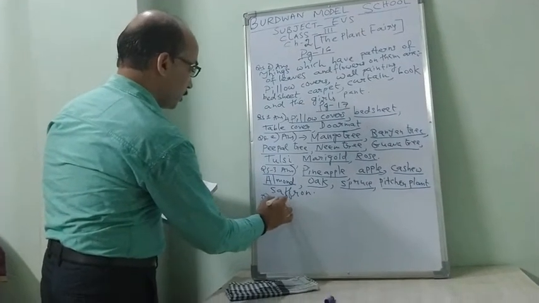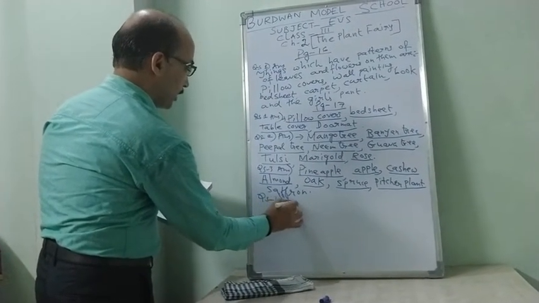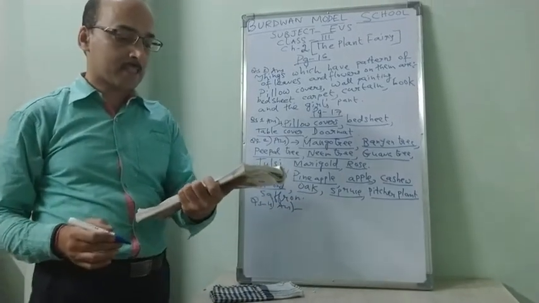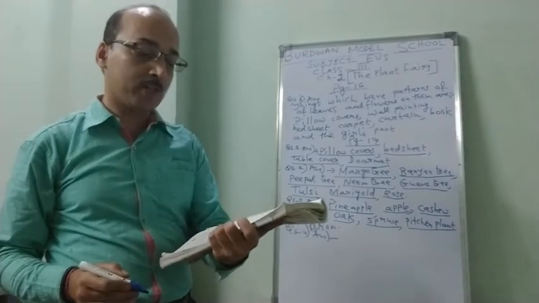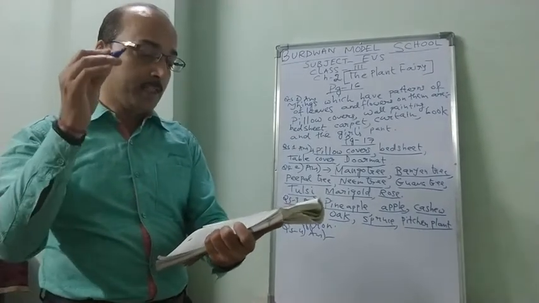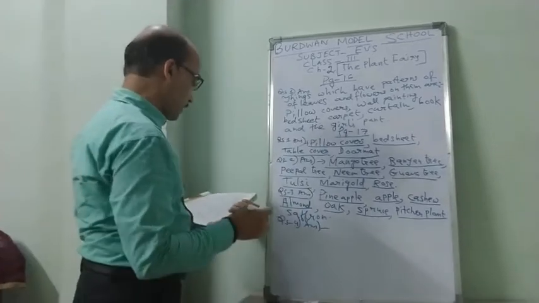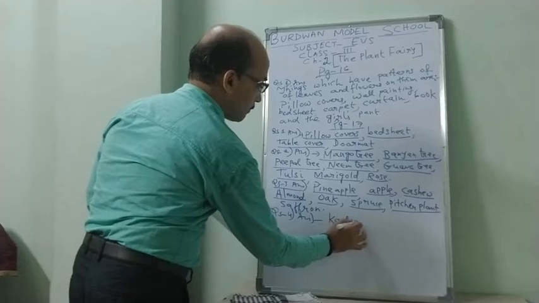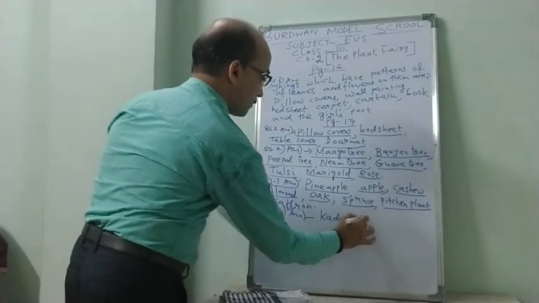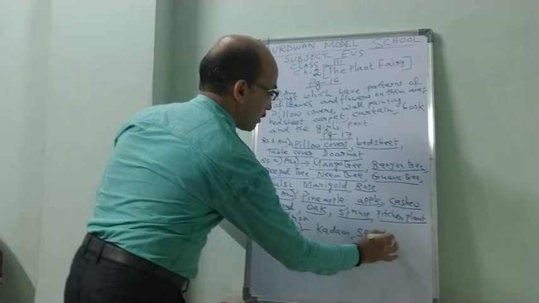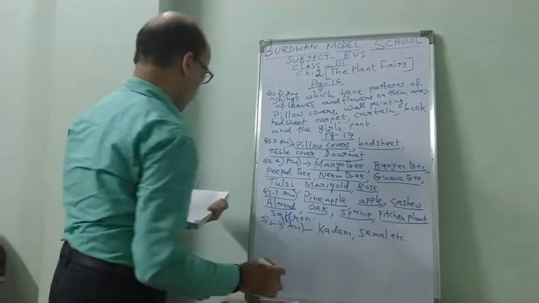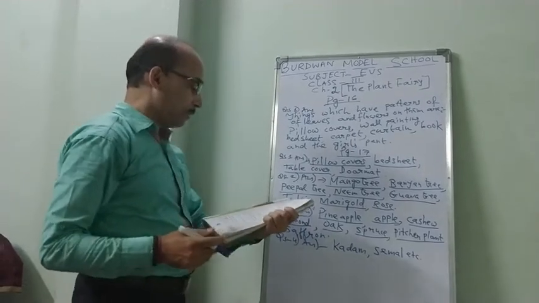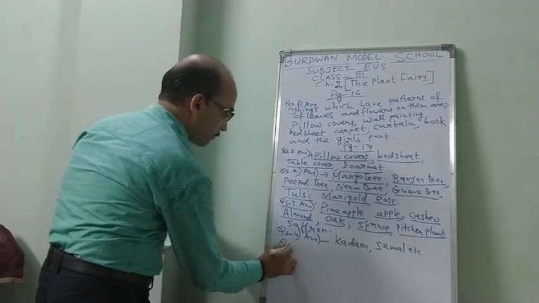Question number 4. Ask some older people if there were plants which they have seen when they were children but are not seen these days. I am writing some: Kadam, Simal, etc. Some of the trees, plants. Also ask them, next question is question number 5.